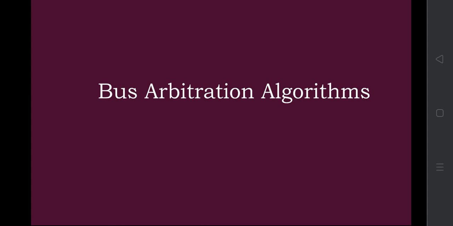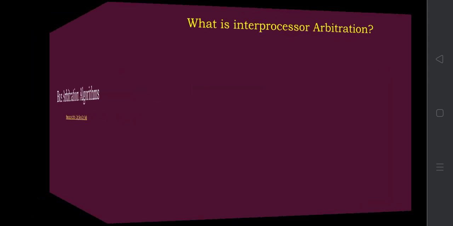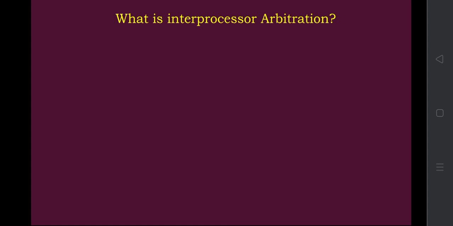Hi everyone, in this video we are going to see about the bus arbitration algorithms. This comes under the topic multiprocessor architecture. We know that any processor shares many of the devices and the memory locations or memory devices. So now the bus, we know that the buses are of three types: address bus, data bus and control bus. Now the system bus takes control of any of the devices which want to share or transfer data. So let us see what is inter-processor arbitration.